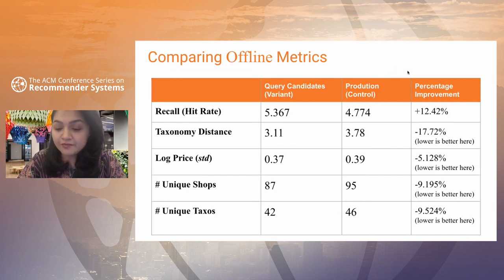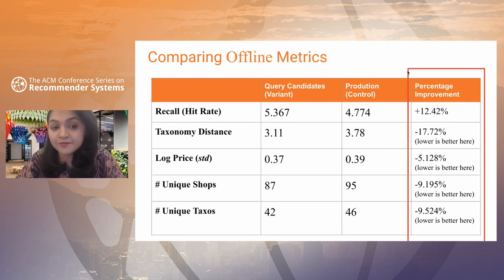Essentially, we saw that our method, the new candidates, the winning approach, yielded superior offline numbers compared to the production system. Specifically, for recall, we saw more than 12% improvement. Taxonomy distance, we saw improvement. And again, the improvement here was that the lower value is better. So we saw an increase in similarity between a target listing and candidate listing. And the price, on average, the candidate price was similar to the target item price.